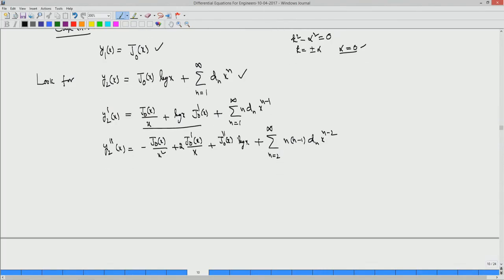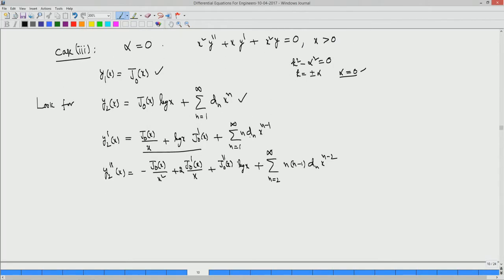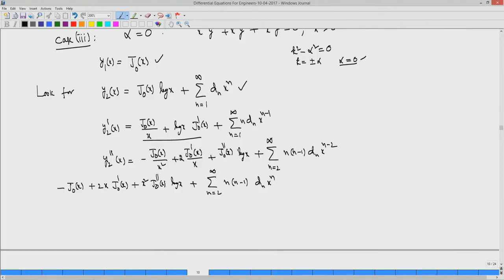Now these three you substitute into the equation. So x square y double dash will give you minus J naught of x plus 2x J naught dash of x plus x square J naught double dash of x into log x, plus the sum from n equal to 2 to infinity of n into n minus 1 dn x power n. So it starts from n equal to 2 onwards.